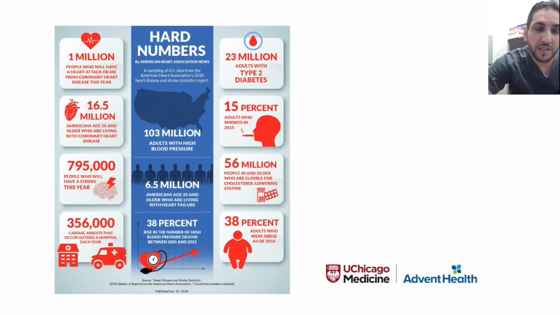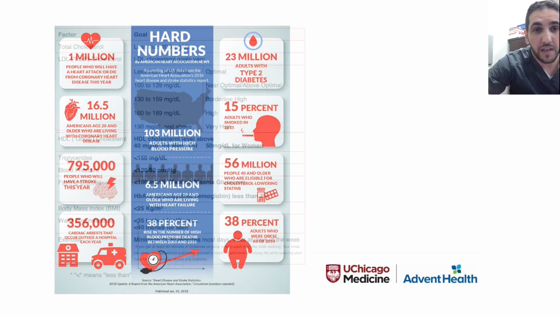When it comes to this slide, it scares me actually, and I'm sure it's going to scare you, because you don't want to be one of those patients: 23 million adults with type 2 diabetes, 15% of adults who smoked in 2015, and the numbers definitely are greater in 2023, and 56 million people 40 and older who are eligible for cholesterol-lowering statins. I don't want to keep going because the numbers are scary. That's why we are talking about this important topic, so we can prevent significant cardiovascular events.